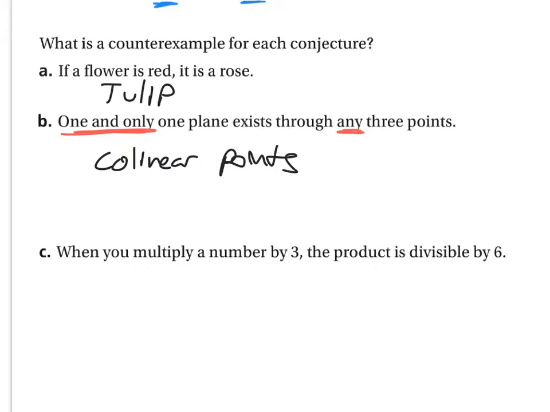Moving on, part C here. When you multiply a number by 3, the product, meaning multiplication, the answer to a multiplication problem, the product is divisible by 6. That's a great example. Let's say 3 times 3, that gives me 9, but 9 is not divisible by 6. Okay? So, yeah, 3 times 7. Okay, 21 is not divisible by 6. So all good examples, all right? All good counterexamples, I should say.